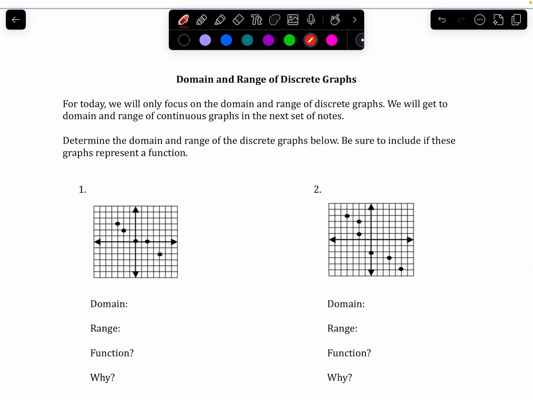Okay, now what we're going to do is we're going to come over here and list the domain and the range of discrete graphs.